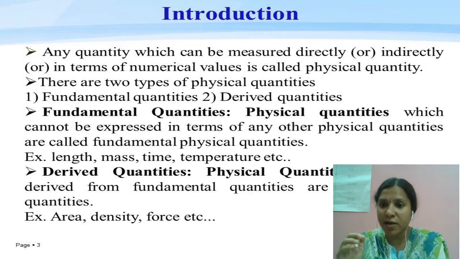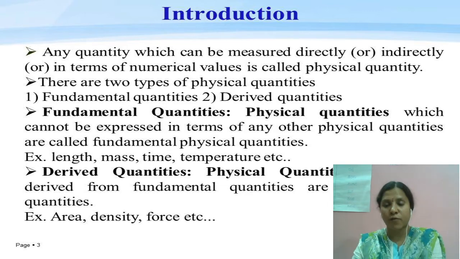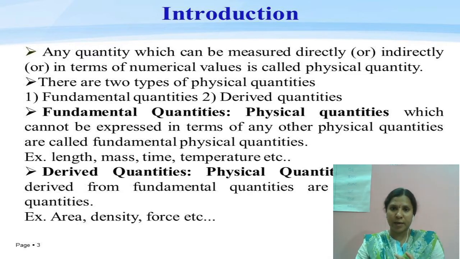So basically, as I mentioned, any quantity which can be measured directly or indirectly in terms of numerical values, we are going to call it a physical quantity. There are two types of physical quantities. The first one is the fundamental quantity. Fundamental quantity means which cannot be expressed in terms of any other physical quantities. These fundamental quantities are independent. They can be expressed independently.